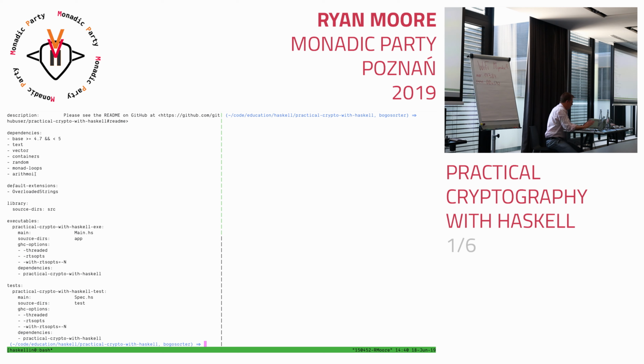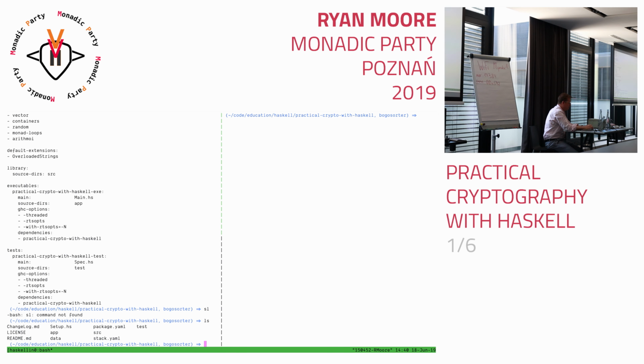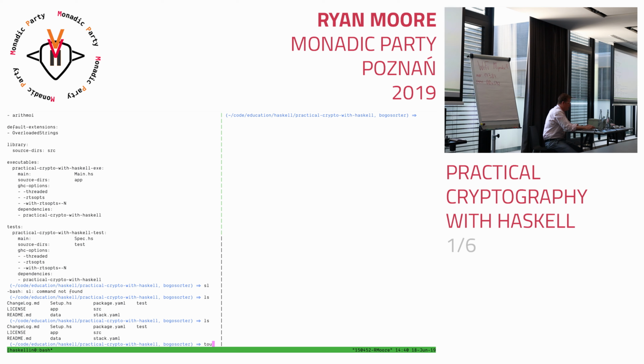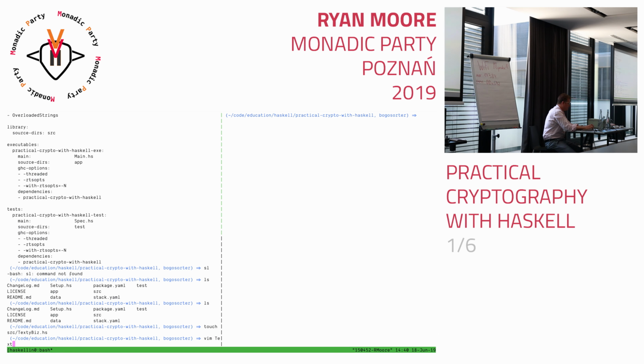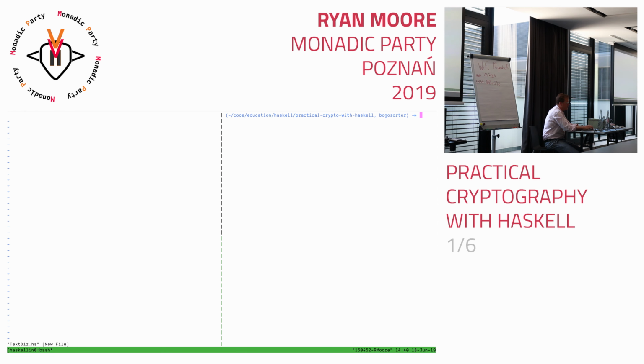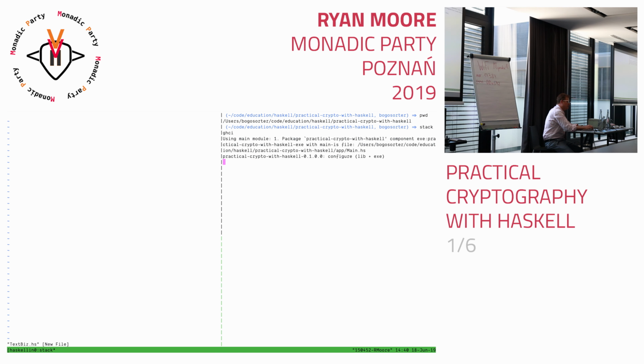So the first cipher that we're going to build is just a reverse cipher. And we're going to do this in a couple of ways. I want to introduce some fundamental things before we go forward. I'm going to create a new file in my source directory, call it TextyBiz, and open it up in my editor. Then over in this other pane, in the same directory, I'm going to open up GHCi with stack.